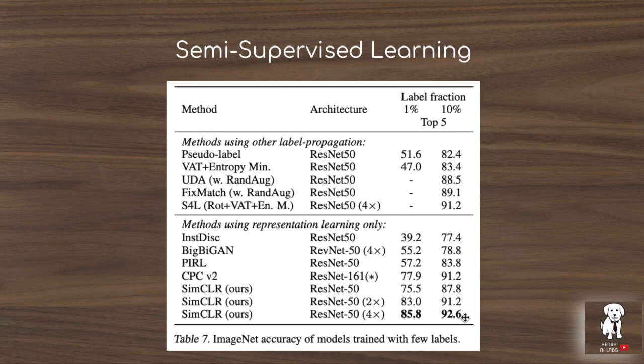So in this case, the SimCLR training with the contrastive self-supervised learning task, and then you take that representation and fine-tune it on the subset of data, outperforms all of these previous algorithms for doing semi-supervised learning.